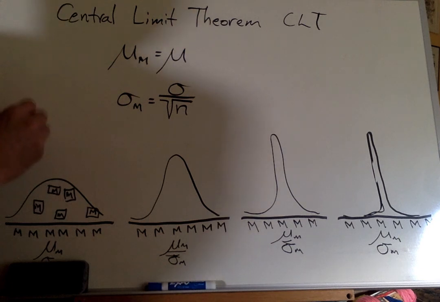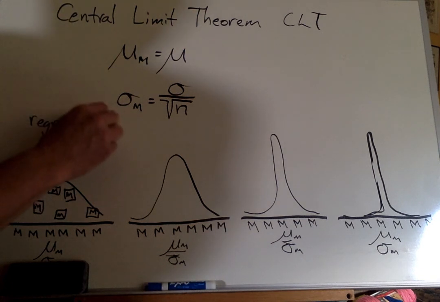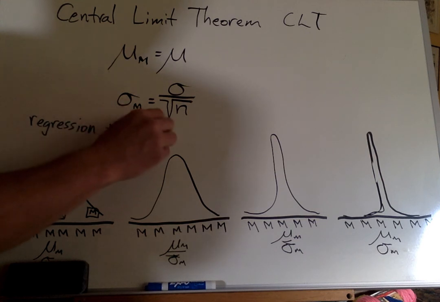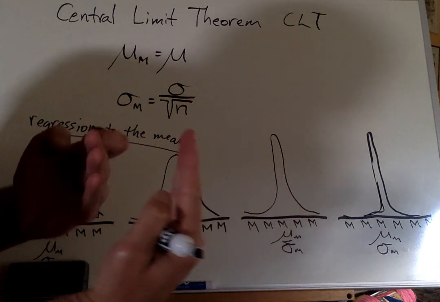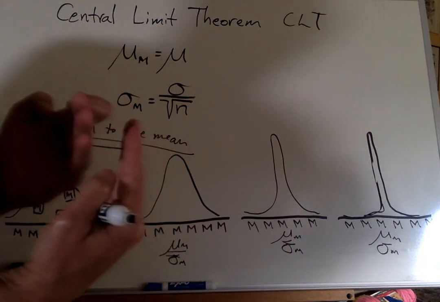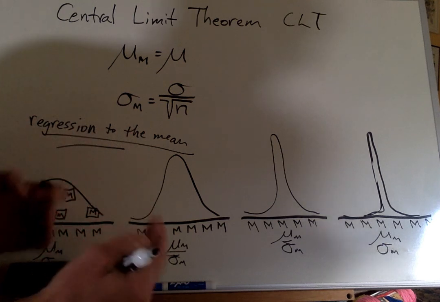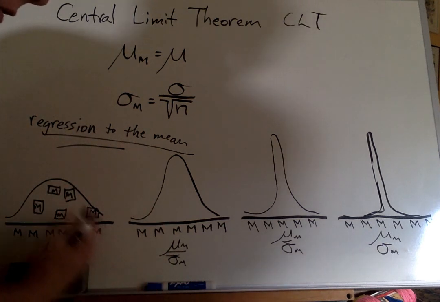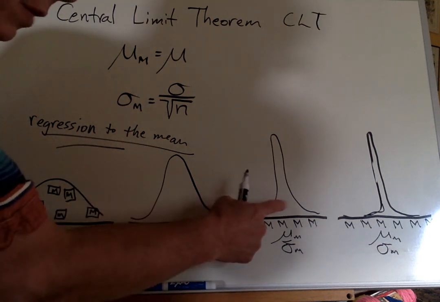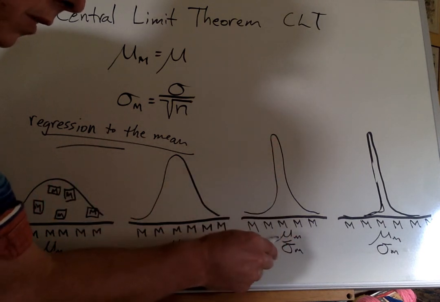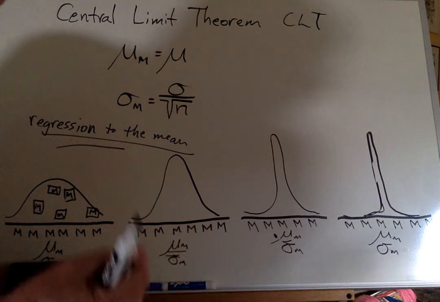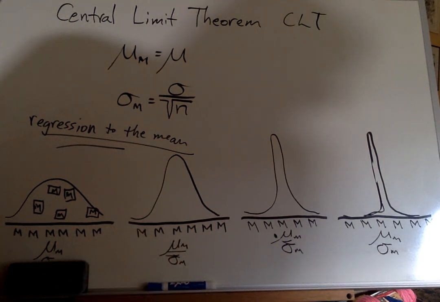This is called regression to the mean. Regression, that is, things are regressing to the mean, okay? If that's the case, then I'm more confident with larger samples that my mean is going to be close to the overall mean, which is what I'm trying to guess.